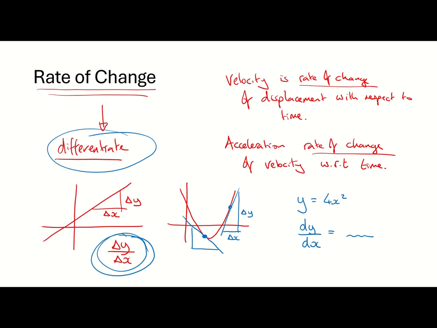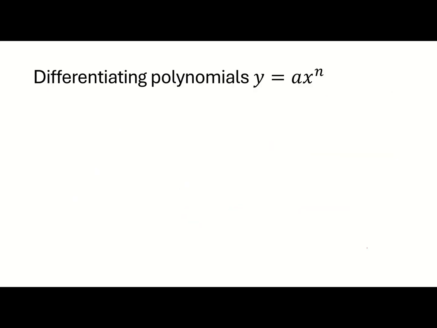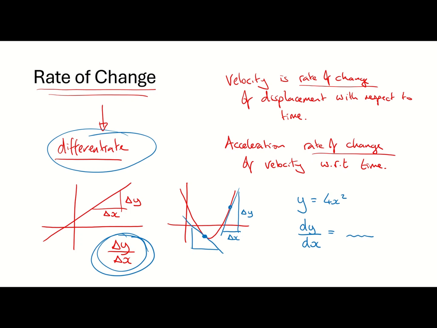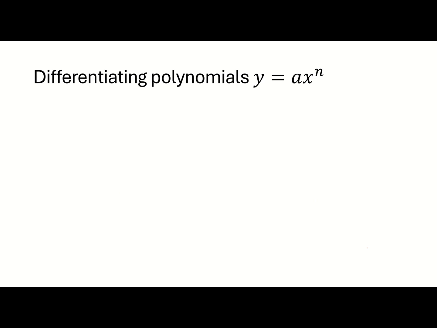Okay, so let's have a look at that. As we saw over here, I've got 4x squared. That is an example of a polynomial, which looks something like this, where we've got some powers of x. So if we want to differentiate polynomials, it's just a two-step process, really.